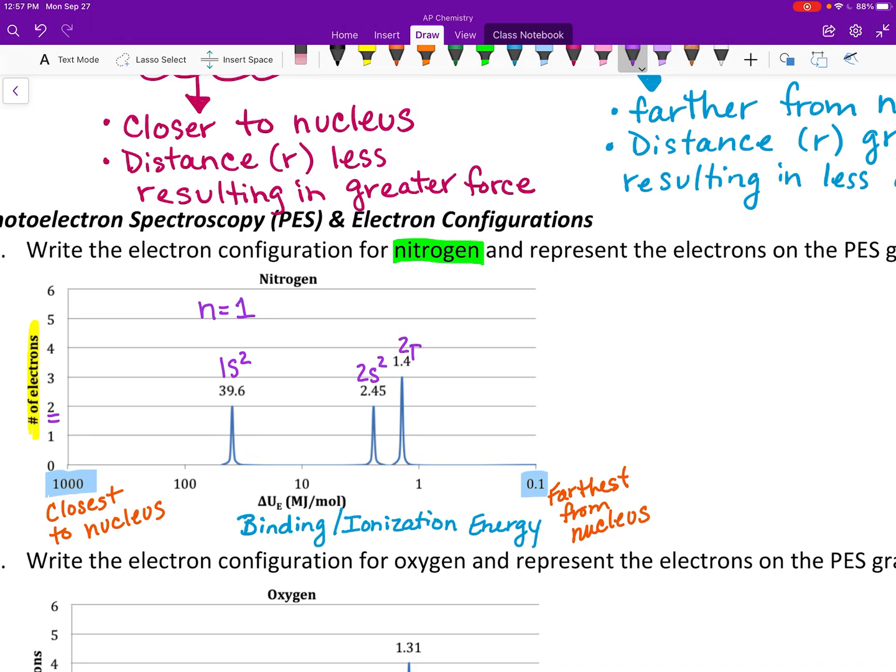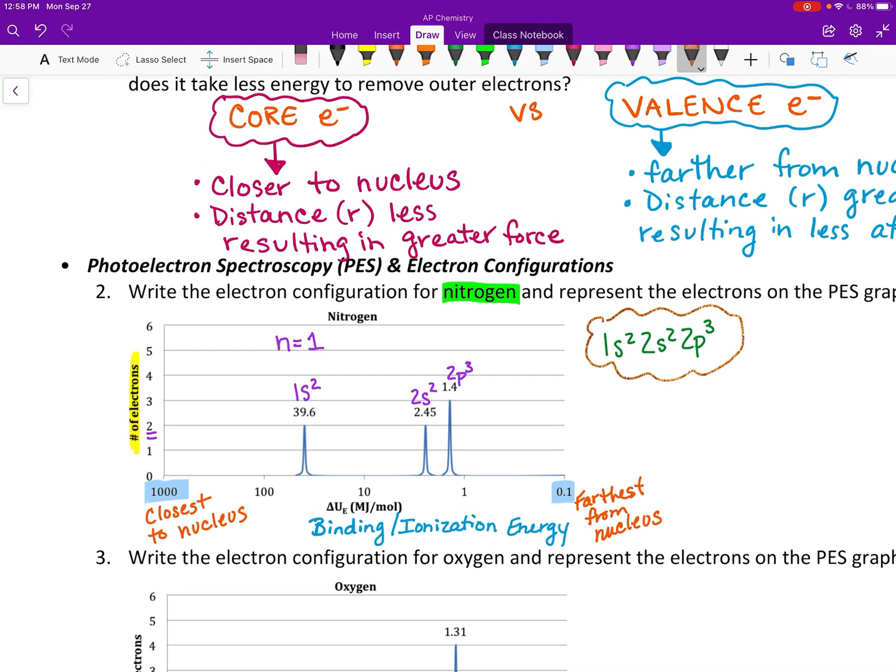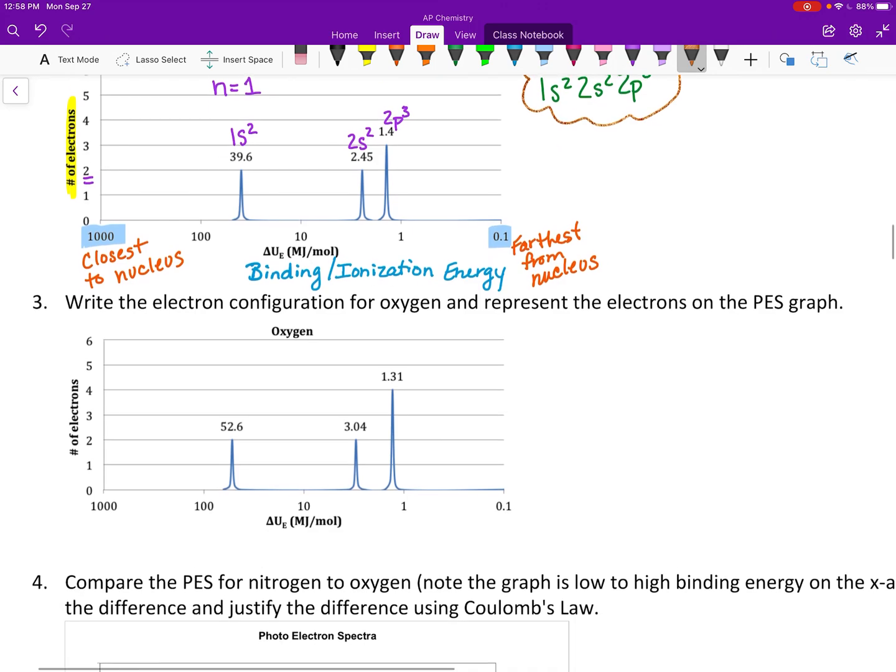And then from there, it would go up to the 2s, and we see 2 electrons in there, and then it would go to the 2p, and so each one of these peaks is representing some of those. Now 2p, there's 3 electrons in there. And so for nitrogen, we know that we can write this as 1s2, 2s2, and 2p3. And this actually is really nice because this is the data that confirms all these electron configurations that we write. So let's take a look at another example.